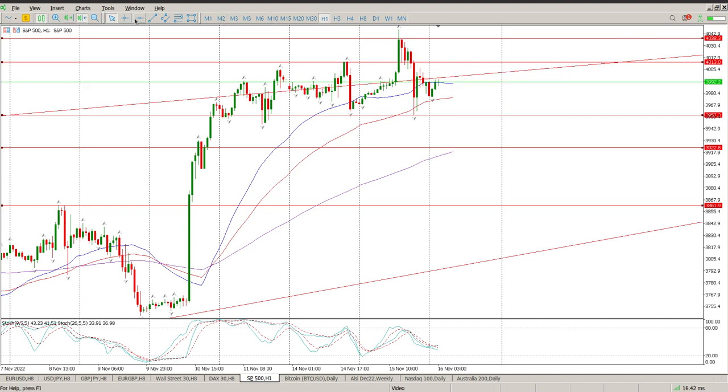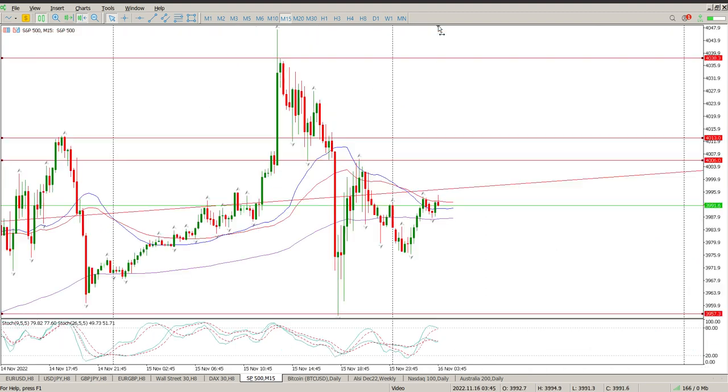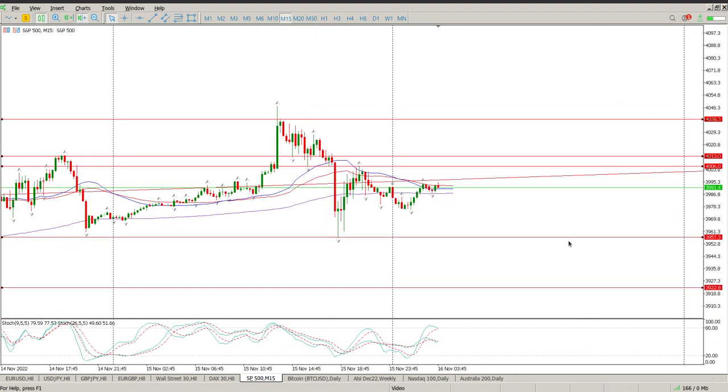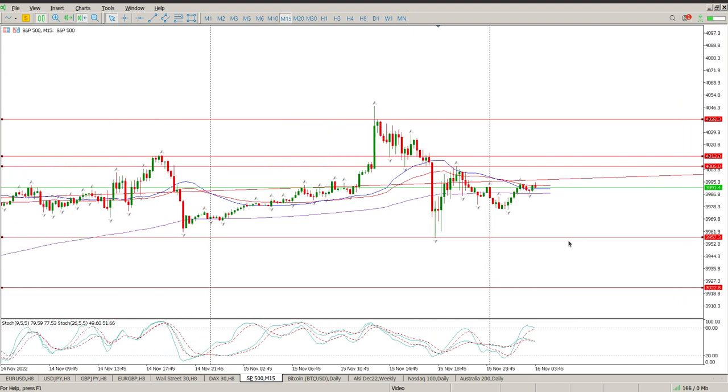So if we just put in another one here, you can see how significant this 4,000 area is. The bears are looking to sell off it, and the bulls are trying to get a close above it this week, and that's why we are pretty much going sideways. So until we get some really decent price action and a proper break and retest, I'm a little bit skeptical.